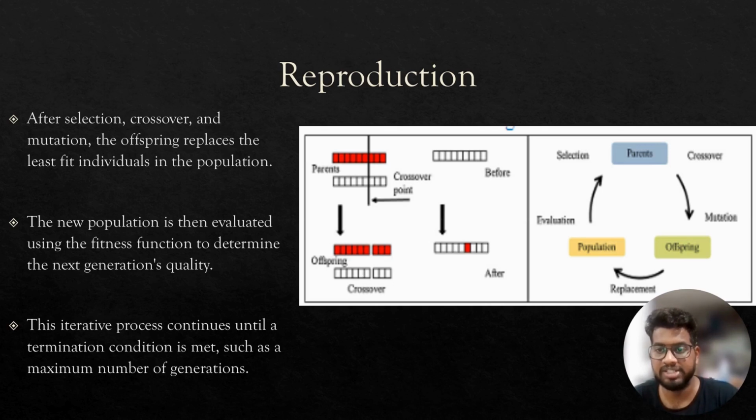Reproduction combines selected parent chromosomes and mutated offspring to form the next generation. The offspring population replaces the current population, maintaining a fixed population size throughout the evolution process. The new population is then subjected to fitness evaluation, and then the selection process continues iteratively.